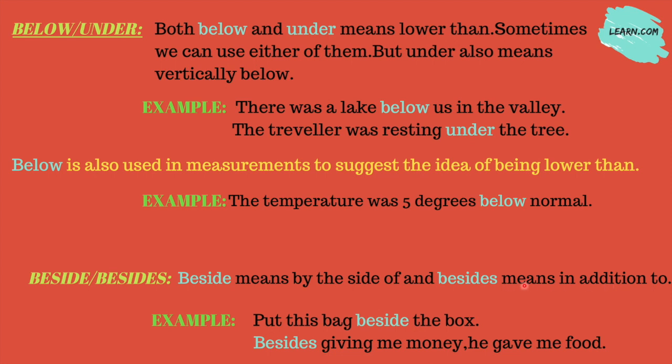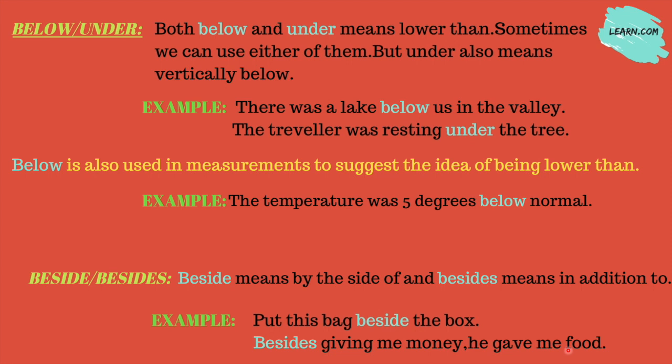Like, put this bag beside the box. When we say put this bag beside the box, it means the bag should be put just next to the box. So that is beside. But when we say, "Besides giving me money, he gave me food," it means apart from giving me money, he gave me food also. He gave me money and in addition to it, he gave me food also. So besides means in addition to.